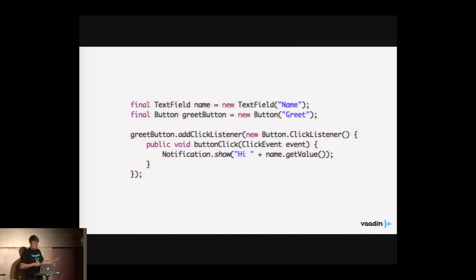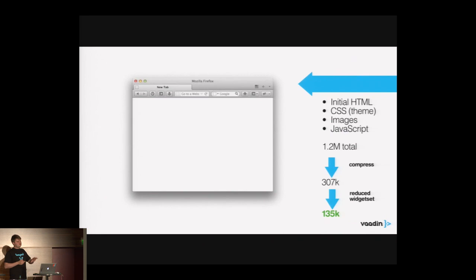When this gets run on the server side and you browse to this application, what happens is that you download around 1.2 megs of CSS and HTML and JavaScript and so forth. Luckily you are not writing these yourself. And luckily this gets compressed down to around 130K or so after the reduction of the widgets that you asked for.